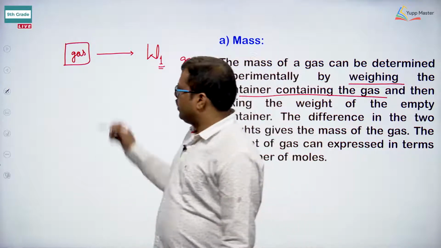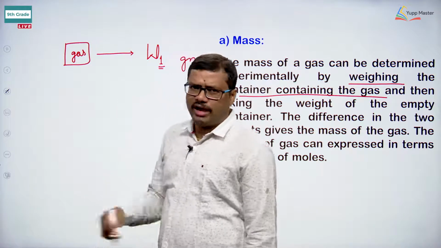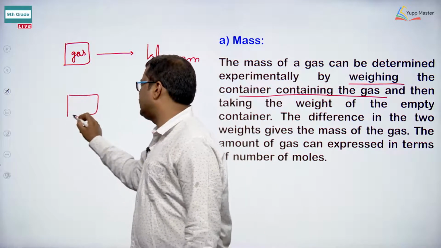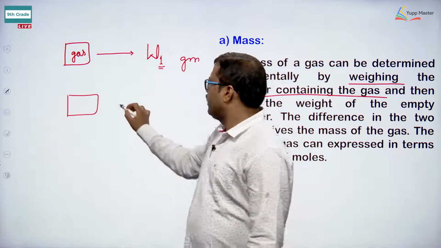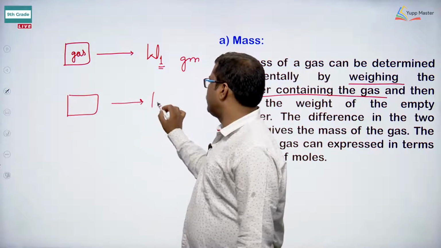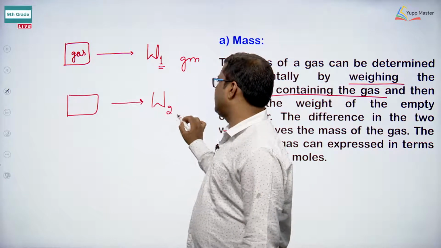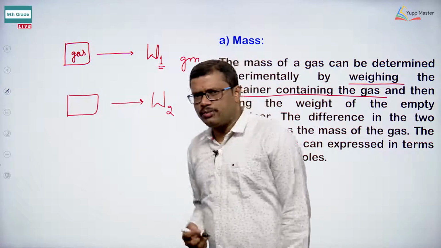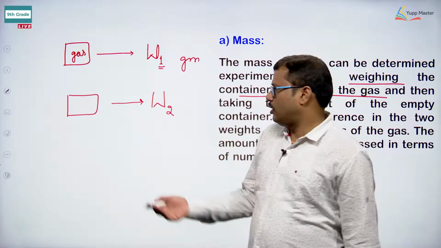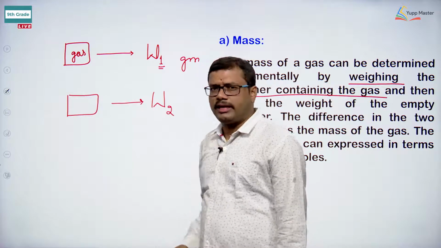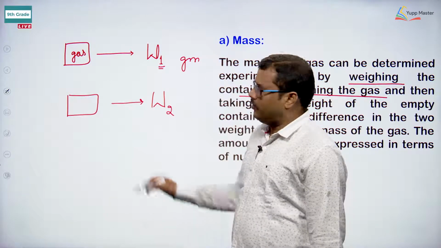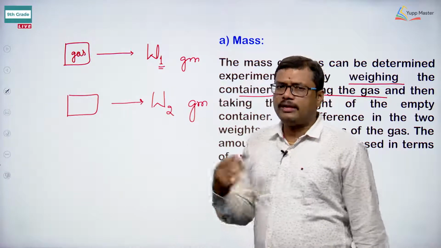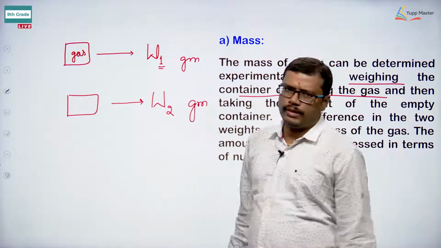Okay. Now I have taken the gas out, so I evacuated the container. So the container now does not have any gas inside, and now I am going to weigh this empty, evacuated container. The gas is removed, and no gas is present in the container. Now I am taking the weight of this container. Let us say the weight of the empty container obtained is W2 grams.